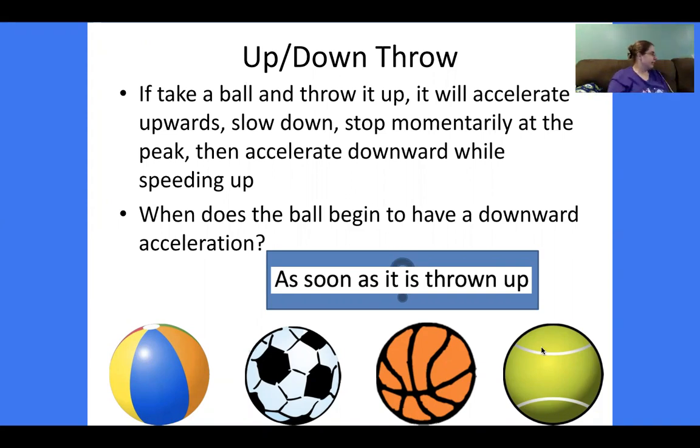So if I take this, my little neck pillow, and throw it up, as soon as it leaves my hand, it immediately starts slowing down until it reaches the peak, at which point it'll pause. So it'll have a fraction of a moment where it is at zero velocity. But then it changes direction and starts coming downward and speeding up. So that's kind of what we're talking about with this up and down throw.